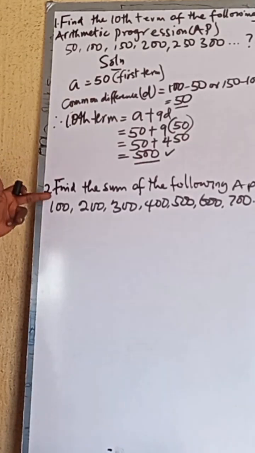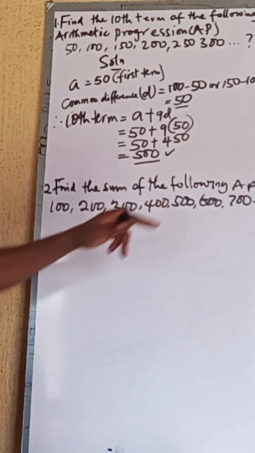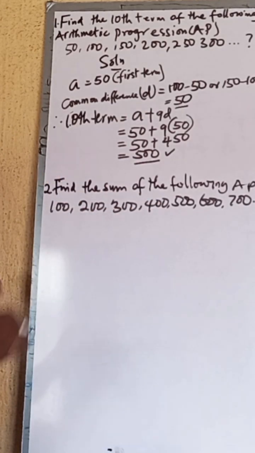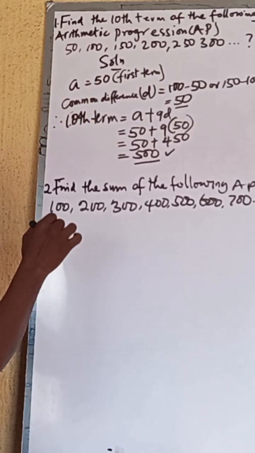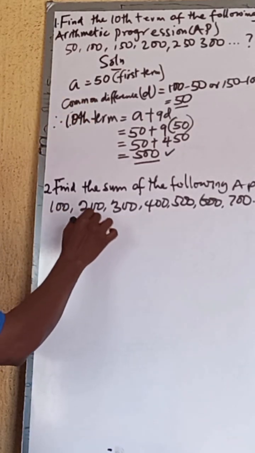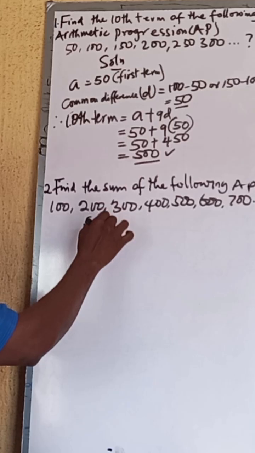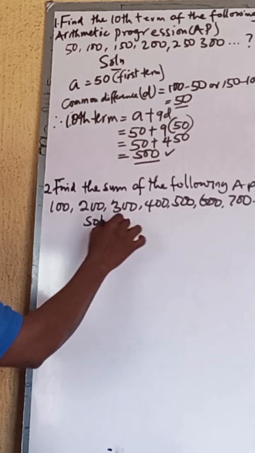Alright, so look at question number 2. Find the sum of the following AP. Quite simple. So we have seen here the 10th term. Now the sum, the solution. One of the simplest maths you can think of.